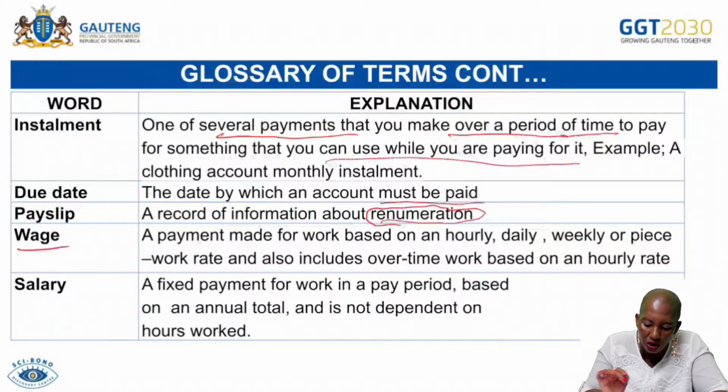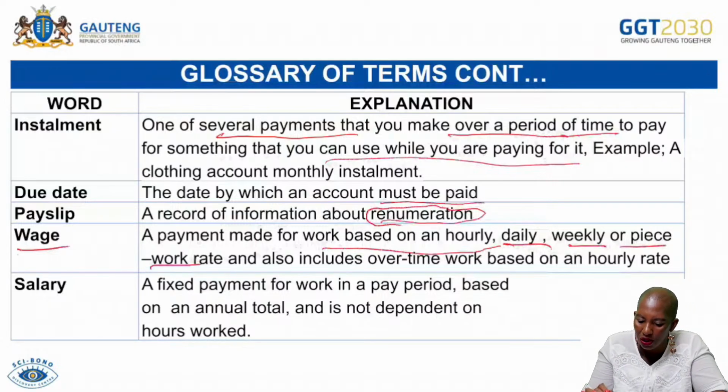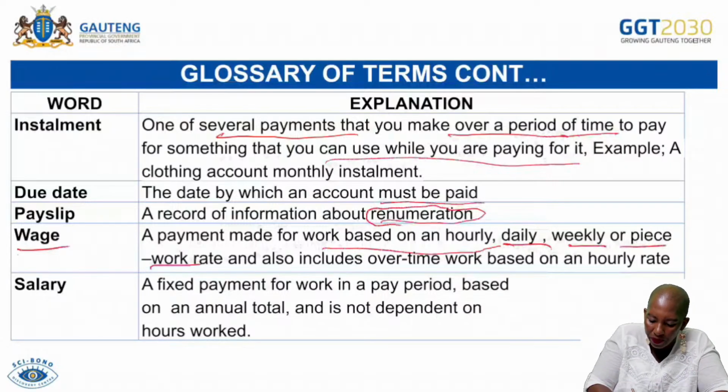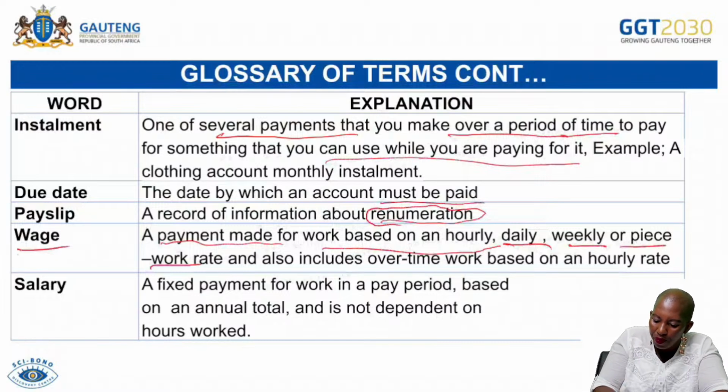I've already touched on this one. A wage is a payment made for work based on an hourly, daily, or weekly rate, or a piece work rate. A payment, we say a wage, is a payment made for work based on an hourly, daily, weekly, or a piece job. A piece work rate also includes overtime.